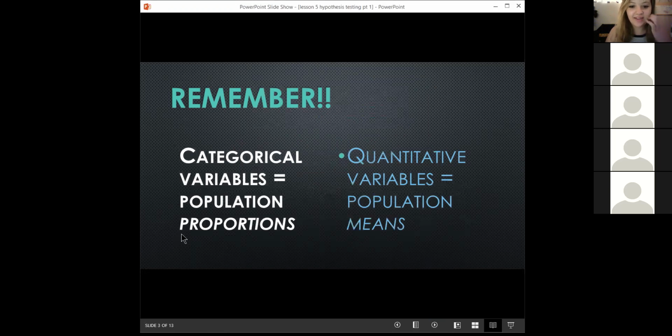All right, let me just quickly review. Like I said, I always like to do these reviews at the beginning to make sure we are ready to move on with all the content. So remember, our categorical variables have to do with population proportions, and quantitative variables have to do with population means. We talked about this last week. If you see a mean, that means we are talking about some sort of quantitative variable. And if you see a proportion, that's going to be a categorical variable. Remember, proportions are going to be between 0 and 1. Means can be anything you want them to be, basically.